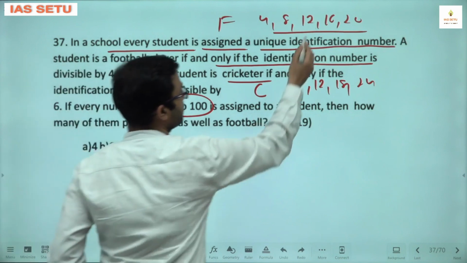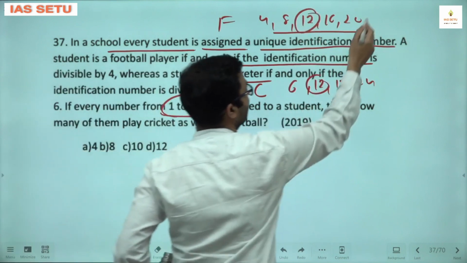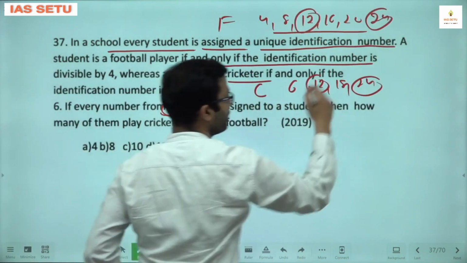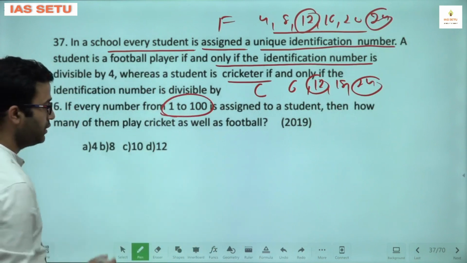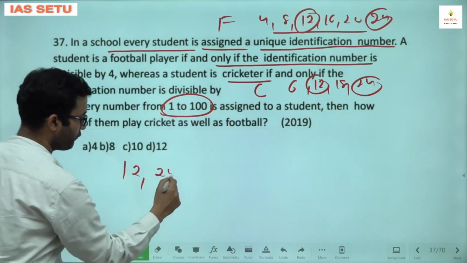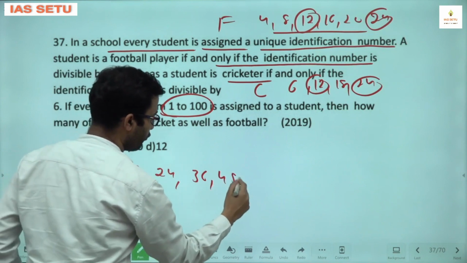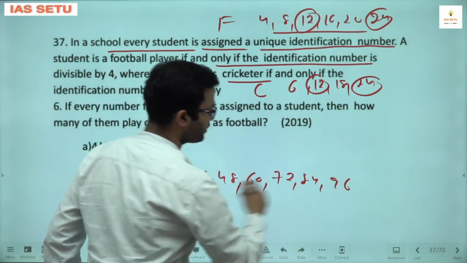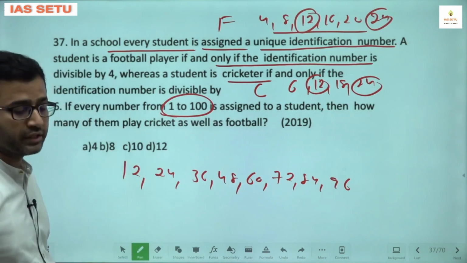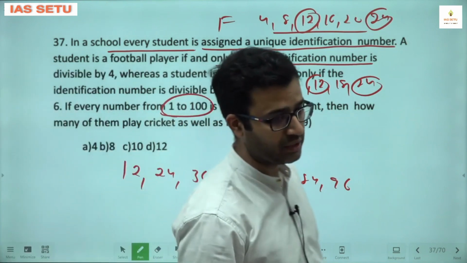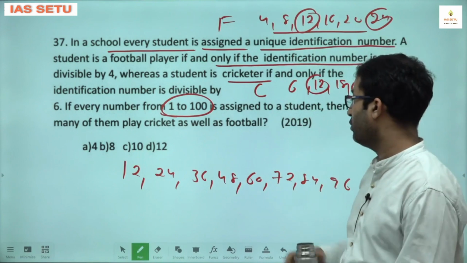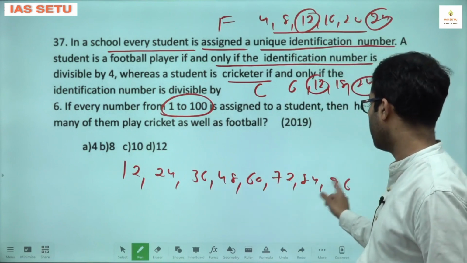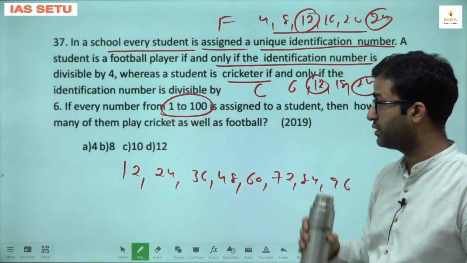You can check. This 12 is here, 12 is here, 24 is here, 24 is here. Means 12 and multiples of 12. So 12, 24, 36, 48, 60, 72, 84, 96. These are the players. They play cricket as well as football. 1, 2, 3, 4, 5, 6, 7, 8. Answer is 8, B.